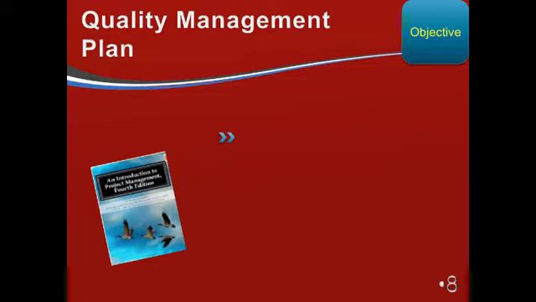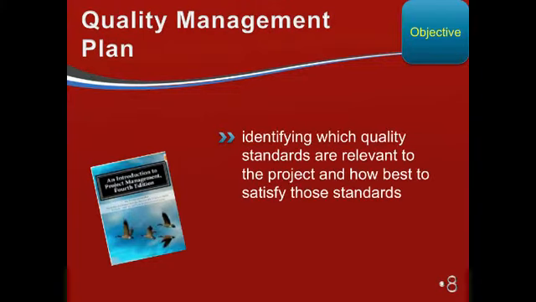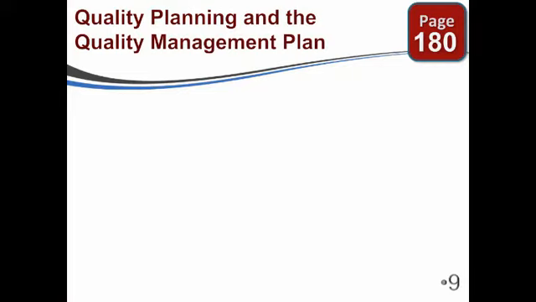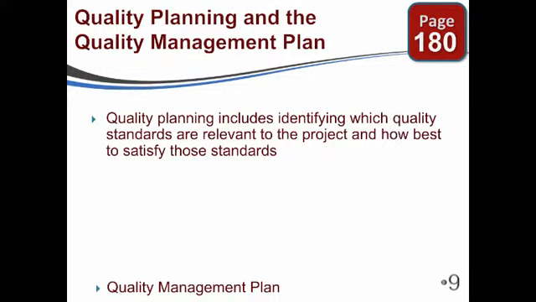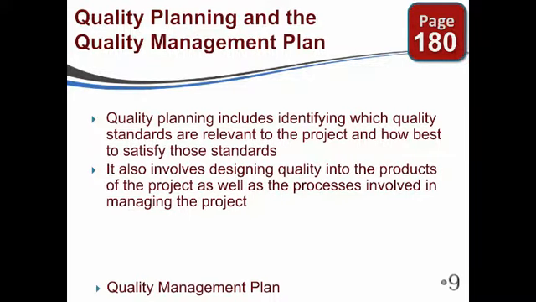Let's start by looking at our quality management plan. Quality is identifying which quality standards are relevant to the project and how best to satisfy those standards. Notice that I'm on page 180 of the book if you want to follow along. Quality planning includes identifying which quality standards are relevant to the project and how best to satisfy those standards. It involves designing quality into the products of the project as well as the processes involved in managing the project.